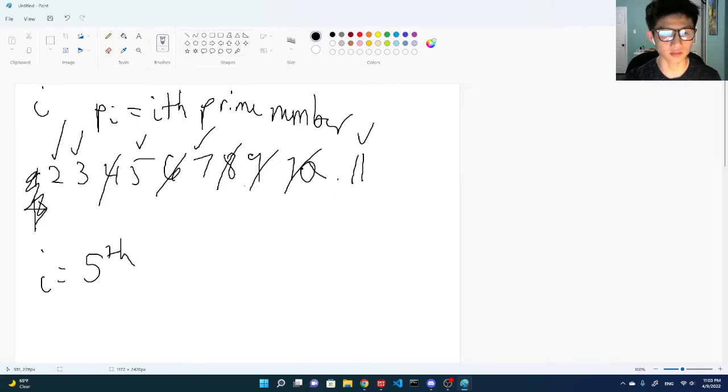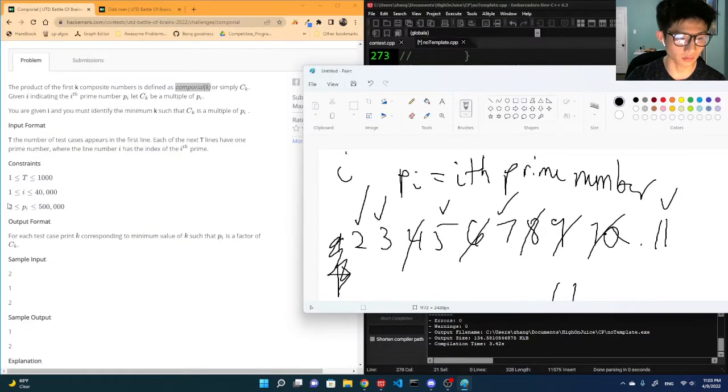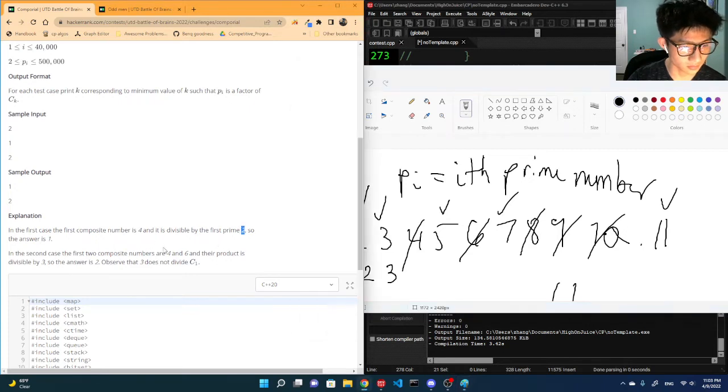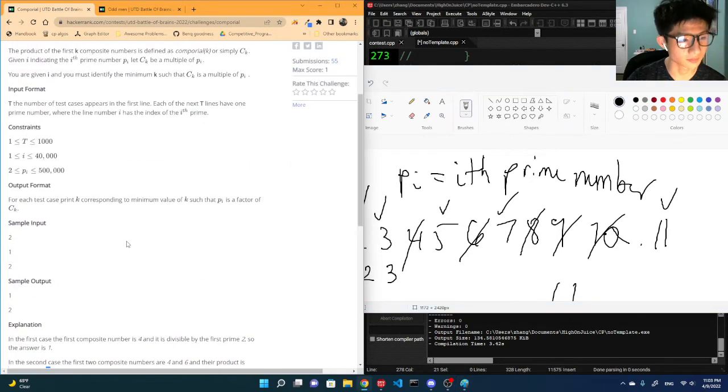8 is composite, 9 is composite, 10 is composite, 11 is prime. So this is what's going on, right? The ith prime number, or the 5th prime number, would be 11. In the sample, the first prime number would be 2. The second prime number would be 3. I think it says in the explanation. First prime is 2, and then I guess they automatically assume 3.